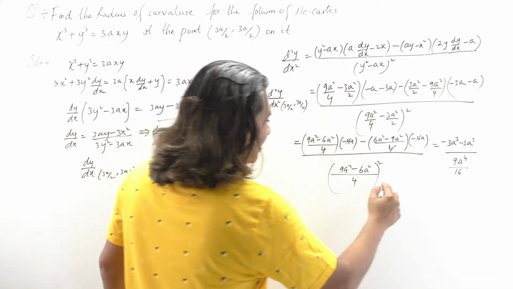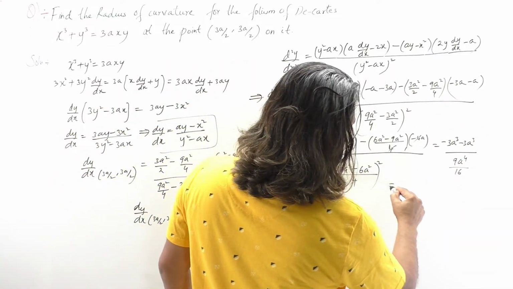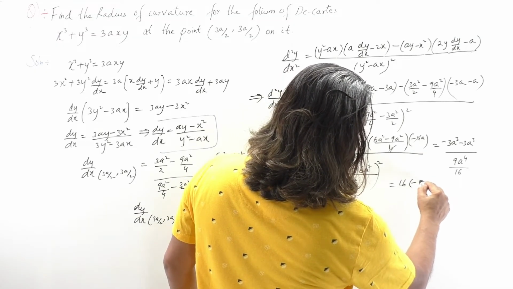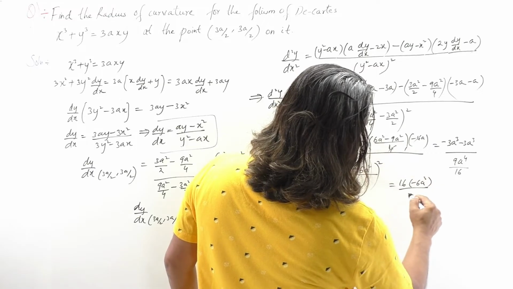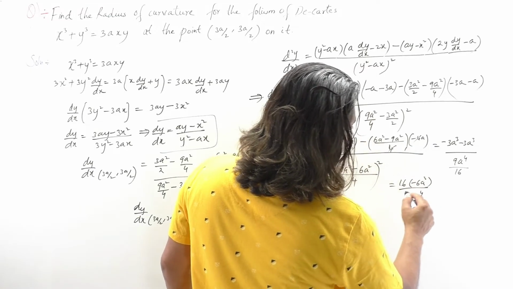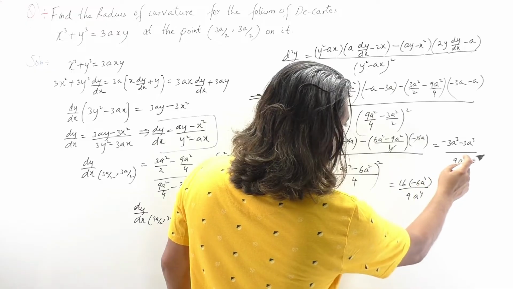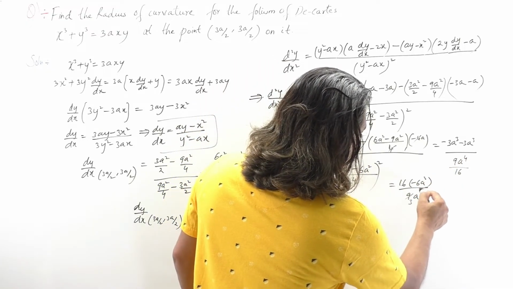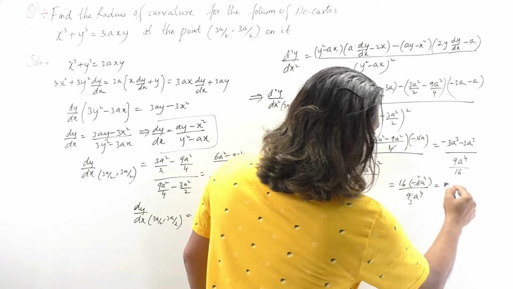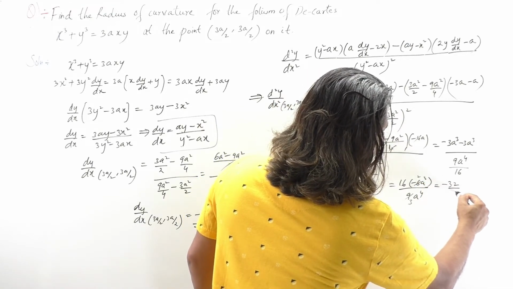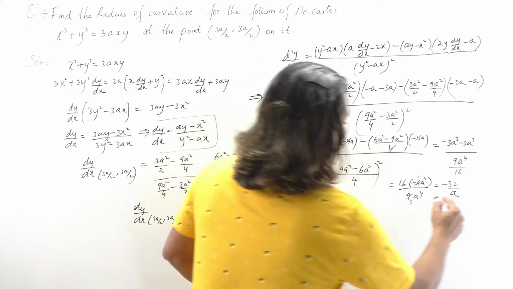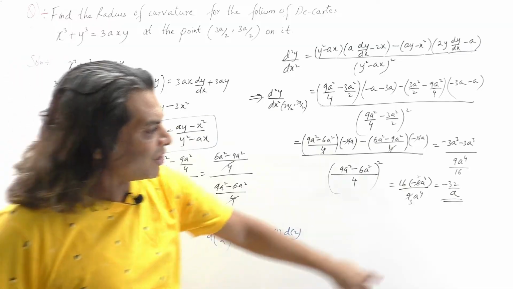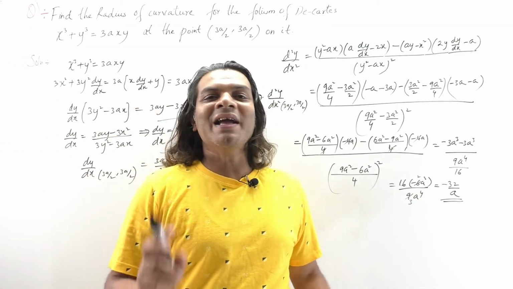Okay, so that means if you simplify this, we get 16 into minus 6a cube divided by 9a raised to 4. Now 3 3s are 9, 3 2s are 6. So a cancels, we get minus 32 by a. That means d square y by dx square at 3a by 2 comma 3a by 2 is how much? Minus 32 by a.